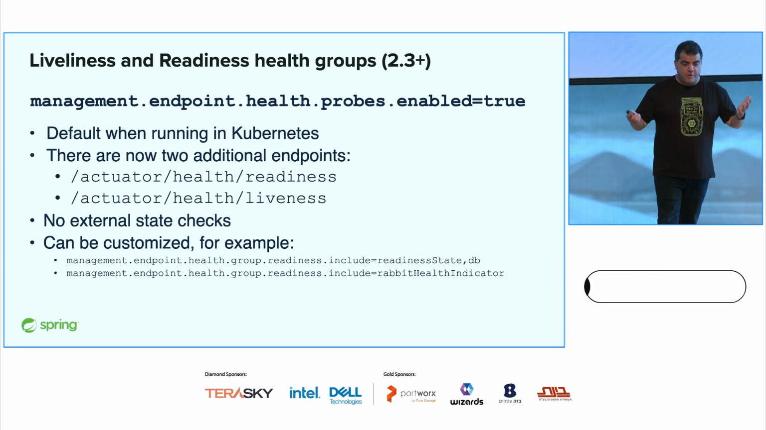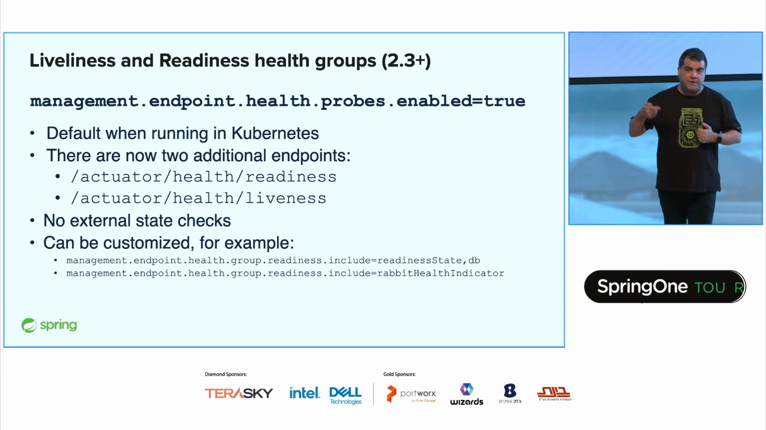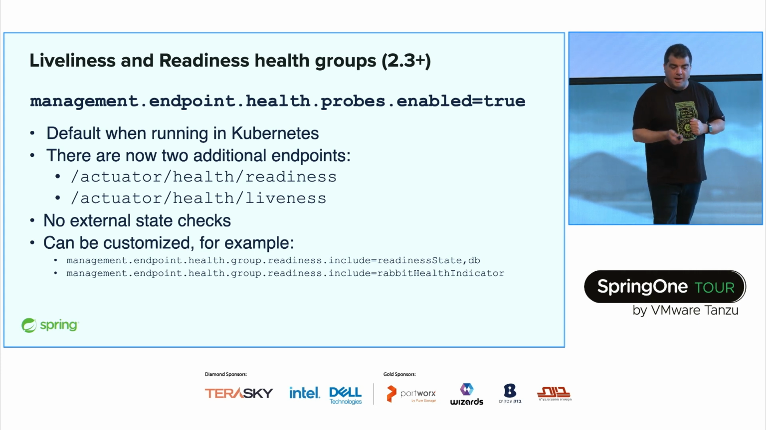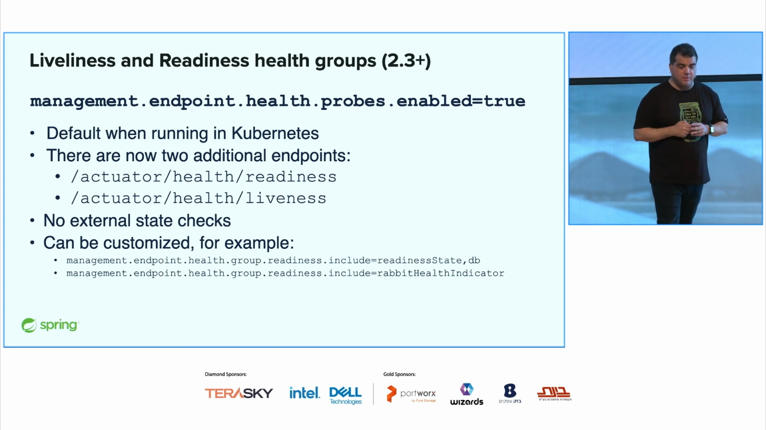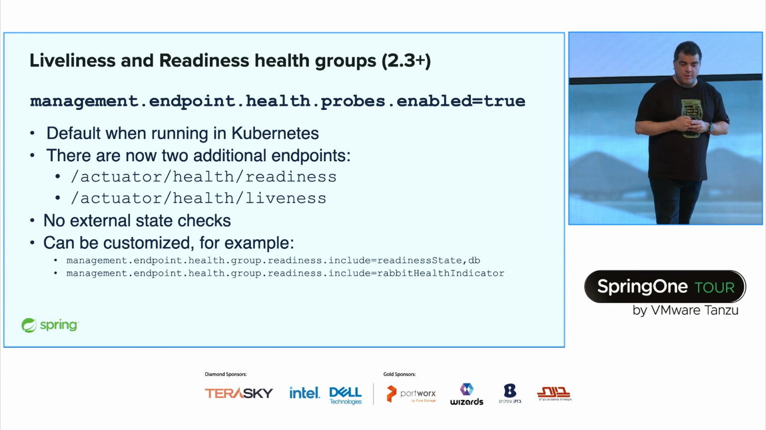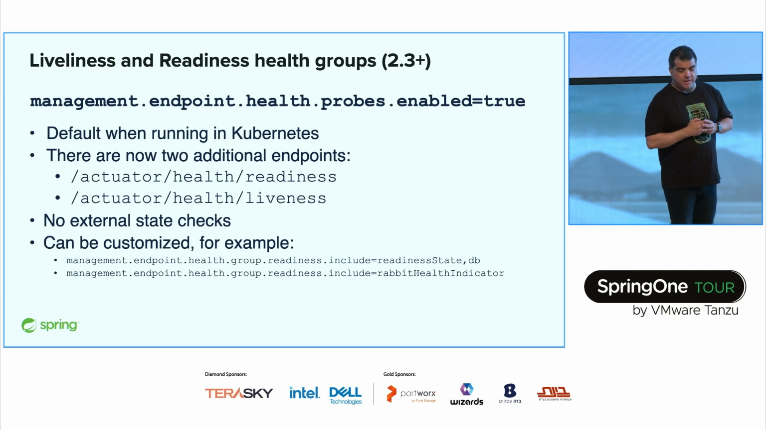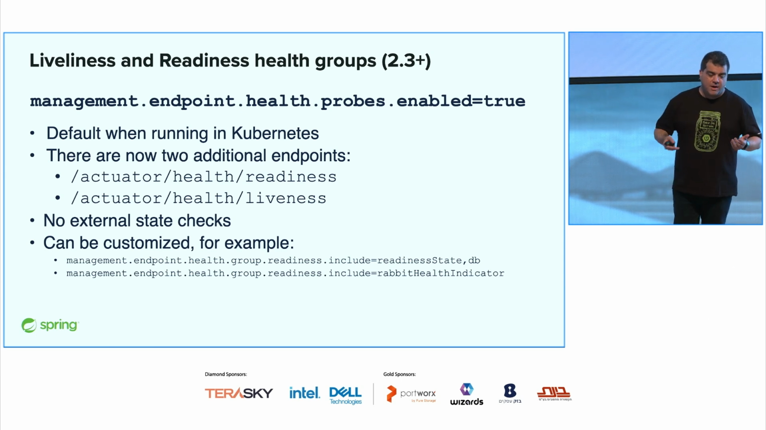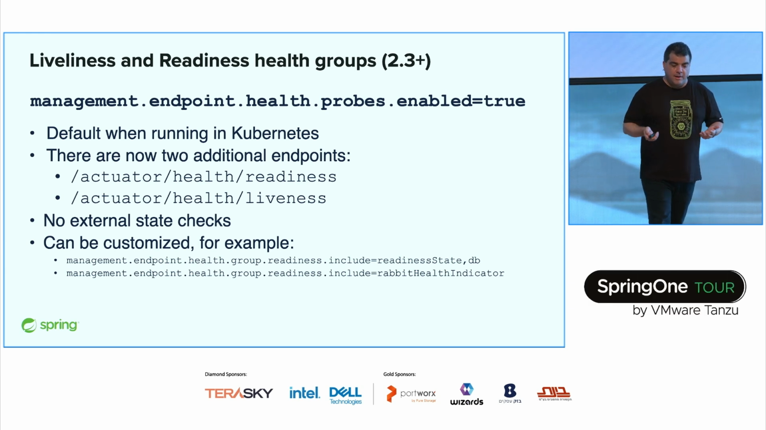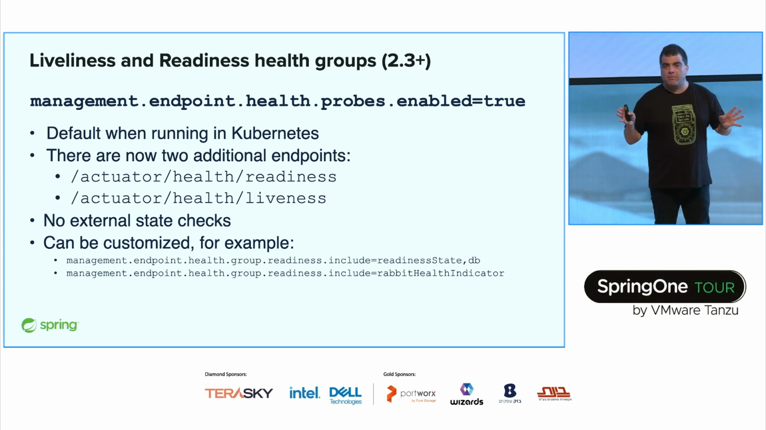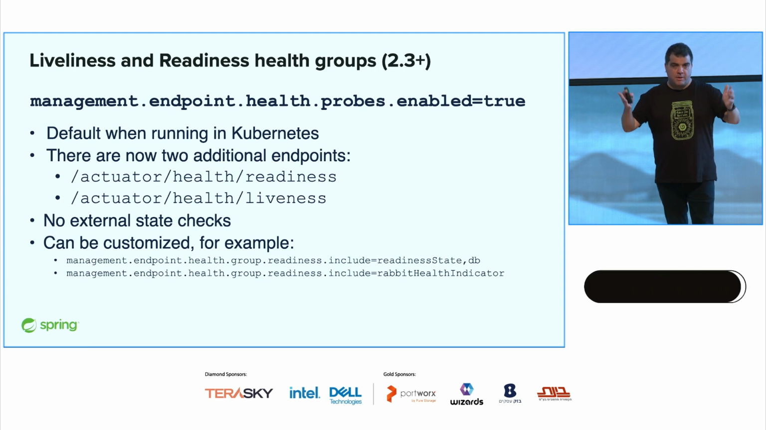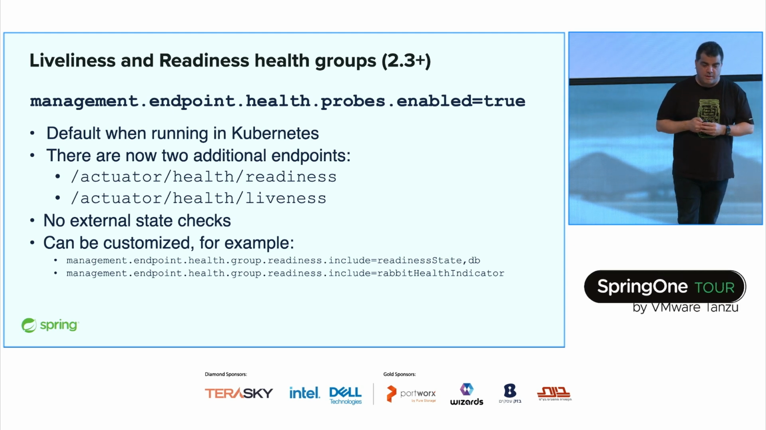Luckily, Spring has us covered here, starting with 2.3 and later. We have the option to use health probes. We basically have this parameter enabled, set to true, and it is the default value if you're running in Kubernetes. Spring identifies when it runs in Kubernetes, and it sets this value automatically. And now we have two additional endpoints: /readiness and /liveness. These are the ones we should poll, and by default they don't do any external state checks, due to what we said before. We're basically making sure: are you up? Good, let's go. We'll take care of the rest later on.